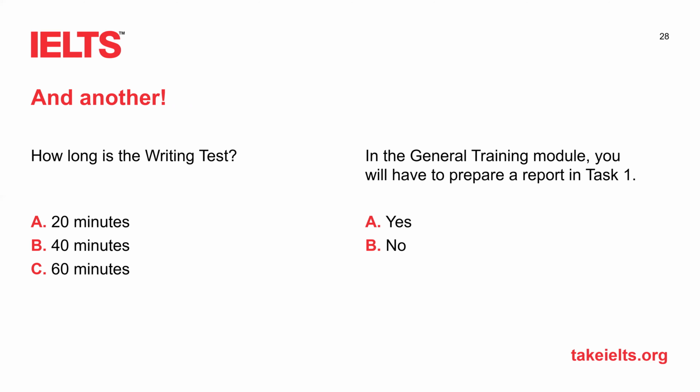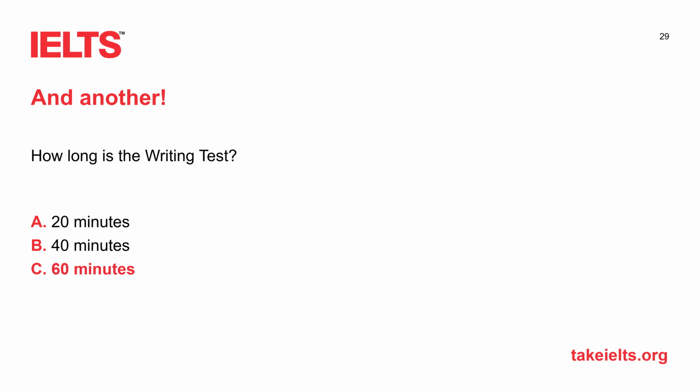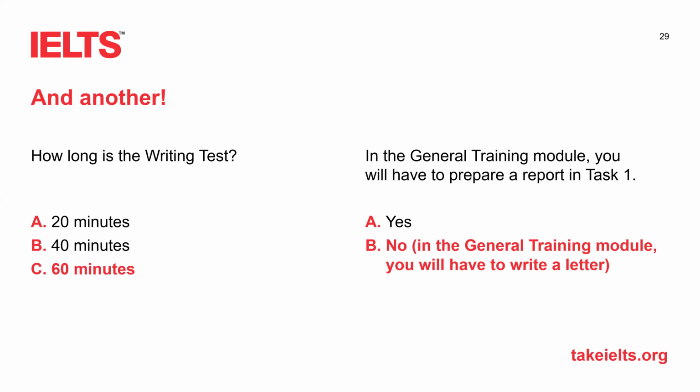All right, time's up. So let's look at the answer. So how long is the writing test? The correct answer is C. The total time is 60 minutes. And the second question, in the general training module, you will have to prepare a report in task 1. The answer is no. In the general training module, remember, you will have to write a letter.